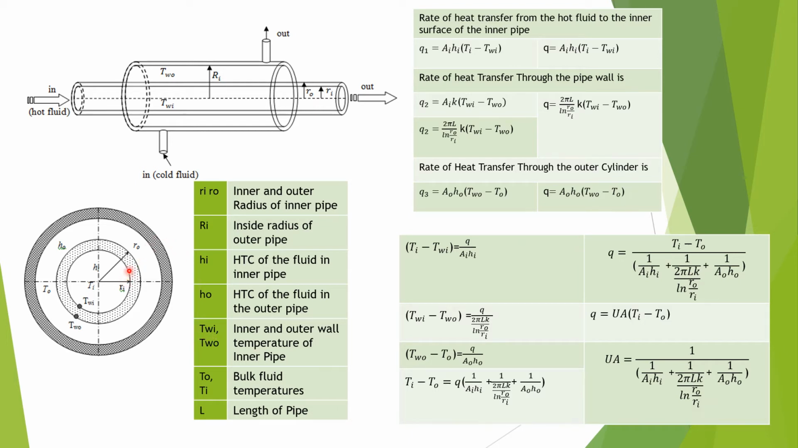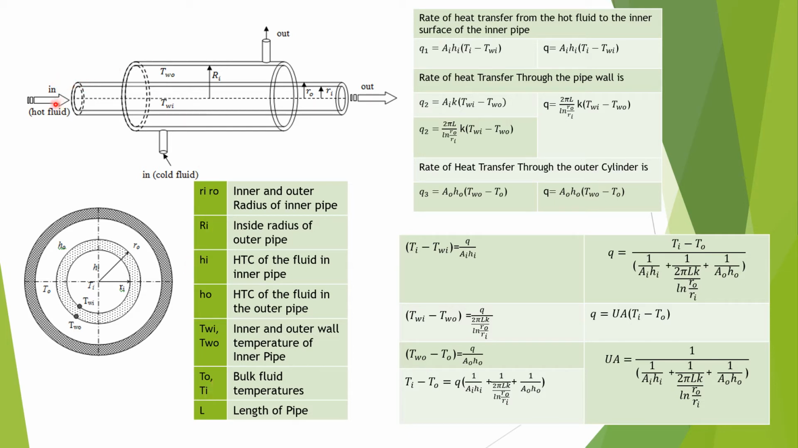Twi indicates the inside wall temperature and Two indicates the outside wall temperature. That is, for this inner pipe, the temperature of the inner side of the pipe is Twi, and the temperature of the outer side of the pipe is Two. That is at this point.